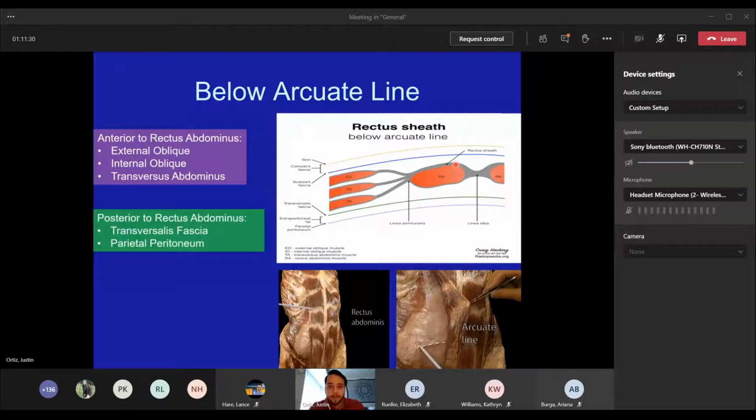All right, so below the arcuate line, we see this line again right here. Here's the arcuate line. If you're below that, all the muscles are going to be towards the anterior side, so they're all going to be part of the anterior rectus sheath. So you have a thick, strong anterior rectus sheath, but your posterior rectus sheath is going to only be the transversalis fascia and the parietal peritoneum, right? Which is obviously not too good because that's going to be a site for hernias, because you have weakness in your abdominal wall. Your posterior abdominal wall right here is pretty weak because all you have is your transversalis fascia and your parietal peritoneum. There's no muscle on the posterior side when you're below the arcuate line, right? So that's the difference between above the arcuate line and below the arcuate line.